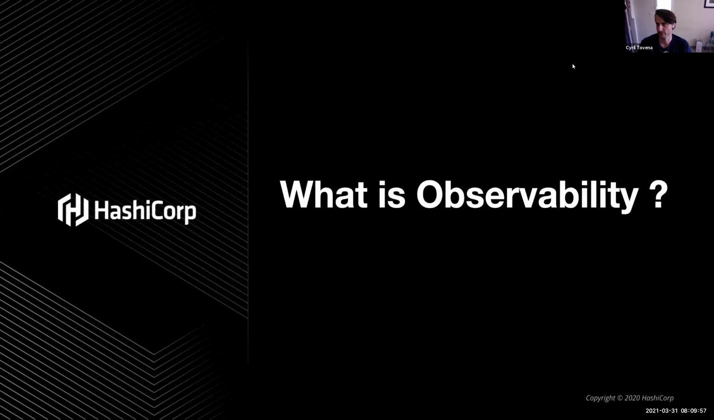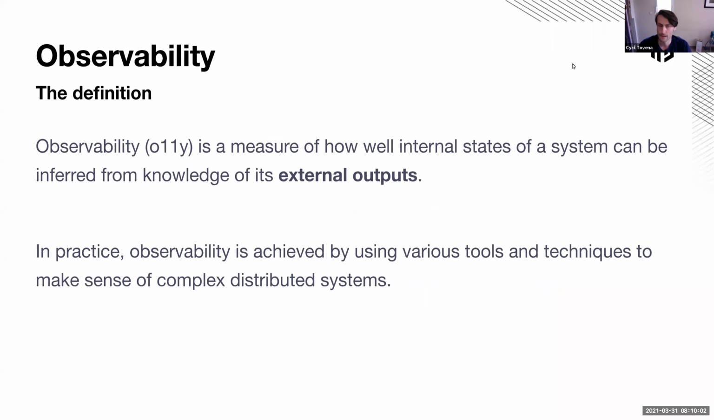So let's get started with what is observability. So the definition is pretty simple. Also, it's a nice buzzword, observability, but the idea is you should be able to measure the internal of your system by looking at external output. And in practice, it means that you want to make sense of your complex distributed system. And so what are those external outputs?